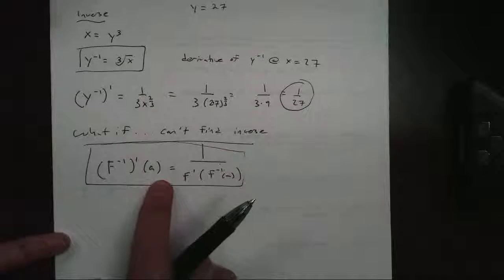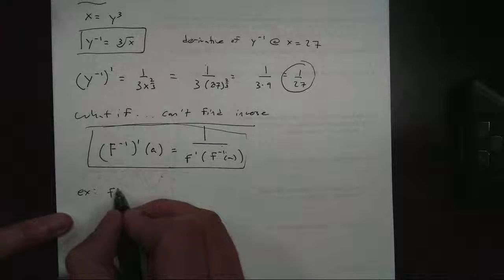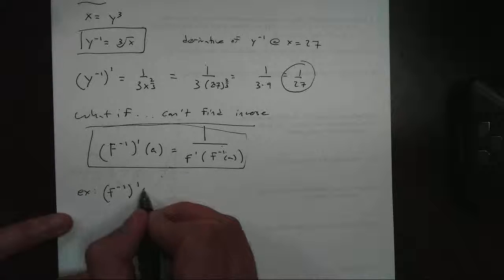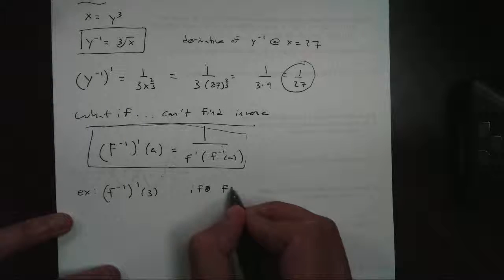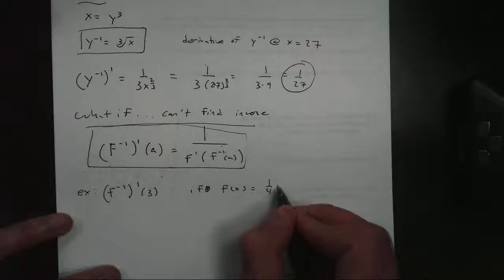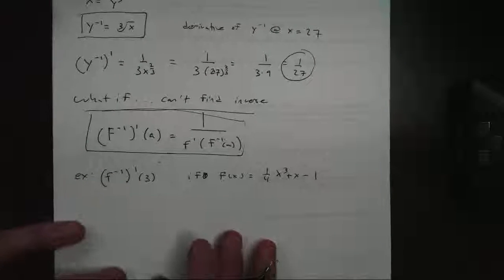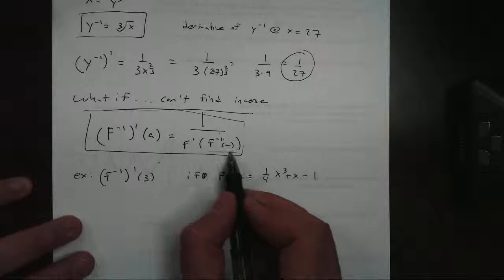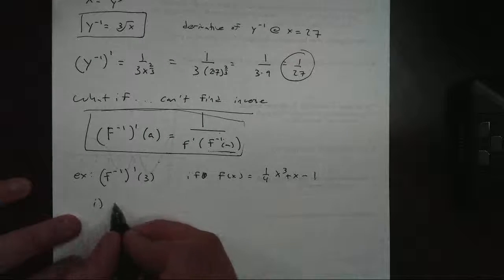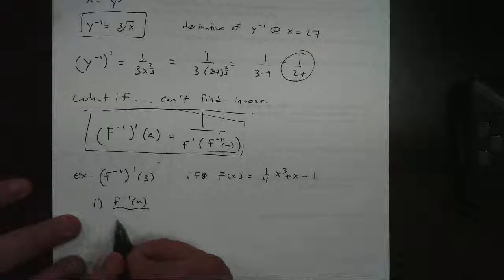So let's take a look at an example, okay? We want to find the derivative of the inverse at 3 if the function is the following: 1/4 x cubed plus x minus 1. Now I do this as a step-by-step process. I'm going to use my rule here. So step 1, I'm going to start with the value of the inverse and find out what that equals.